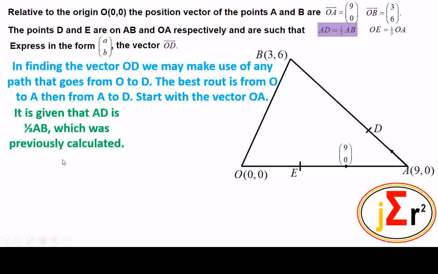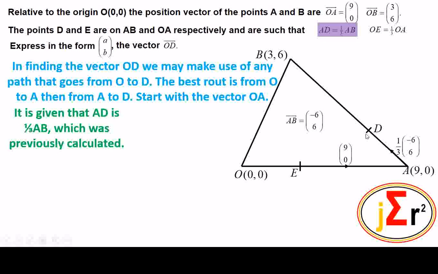It is given that AD is 1/3 of AB. From A to D is 1/3 the distance from A to B. But we have found AB already. AB was found to be (-6, 6). Therefore, AD, which is 1/3 of AB, will be 1/3 of (-6, 6).